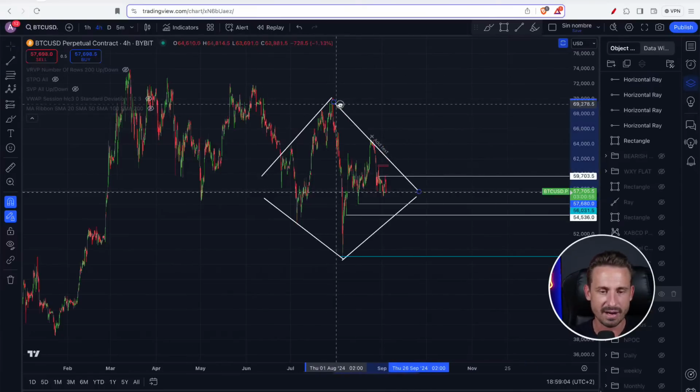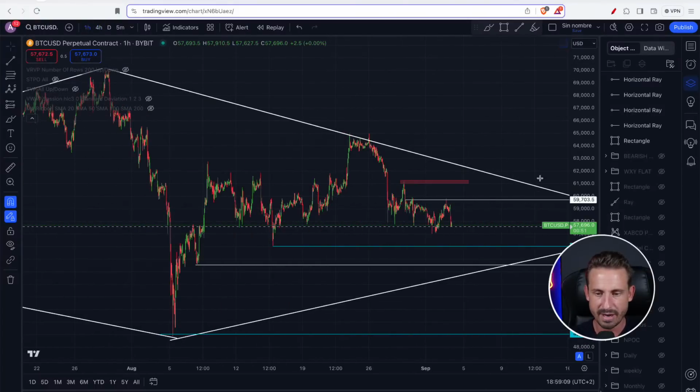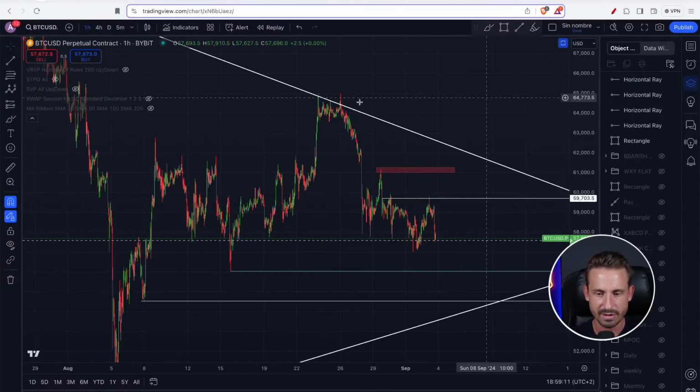I mean, this was only higher time frame speculation, right? There are no big major trading setups that we can take a look at based on that lower time frame diamond pattern.